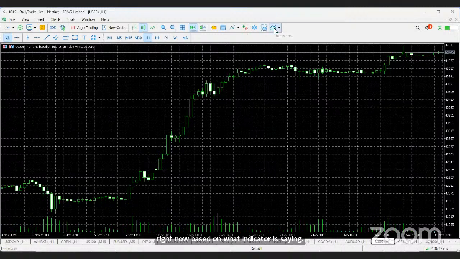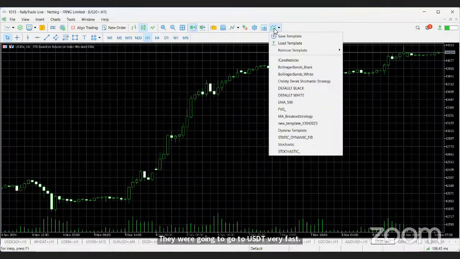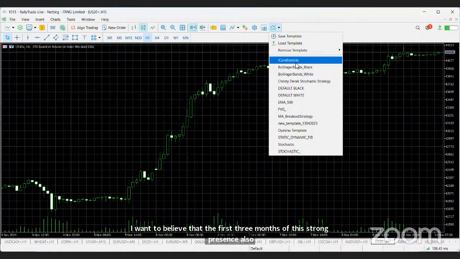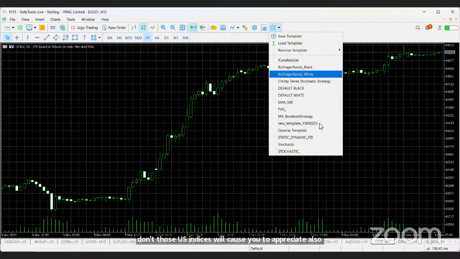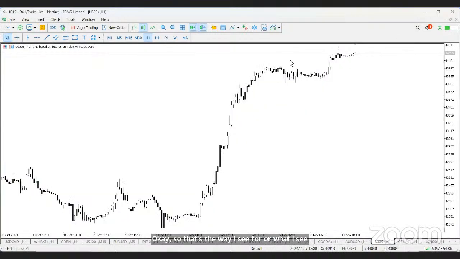US30, US100, US500, US2000, all those indices look good to go up because the market loved Trump. Between 2017, the first 3 months of Trump presidency in 2017, the stock market appreciated very much. So I want to believe that in the first 3 months of this Trump presidency also, the stock market, such as US100, US500, and US2000, and all those US indices will continue to appreciate also. That's the way history normally repeats itself. So that's what I see for US100, US30.